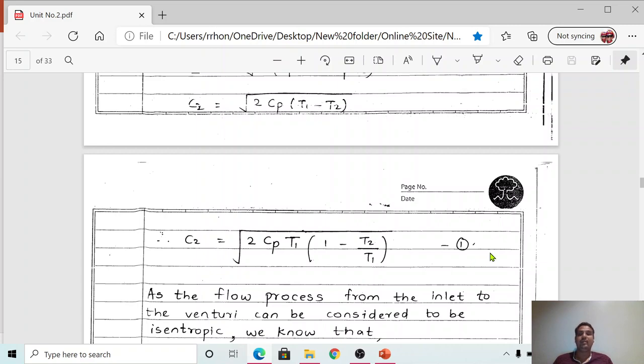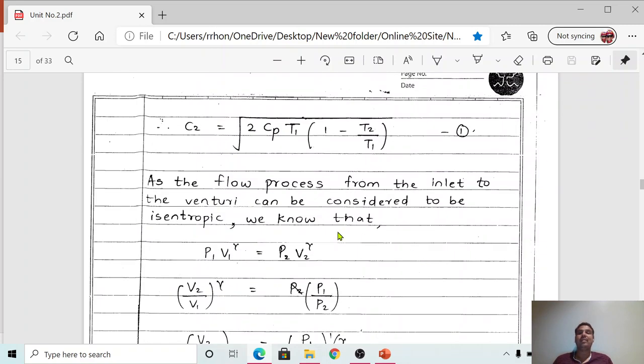Okay, so the further part of this derivation is that the flow process from the inlet to the venturi can be considered isentropic. What we are going to consider is that the flow process from inlet to the venturi, meaning section 1-1 is the inlet section of the air and section 2-2 is the venturi section, and during that flow of the air process we are considering it to be isentropic.